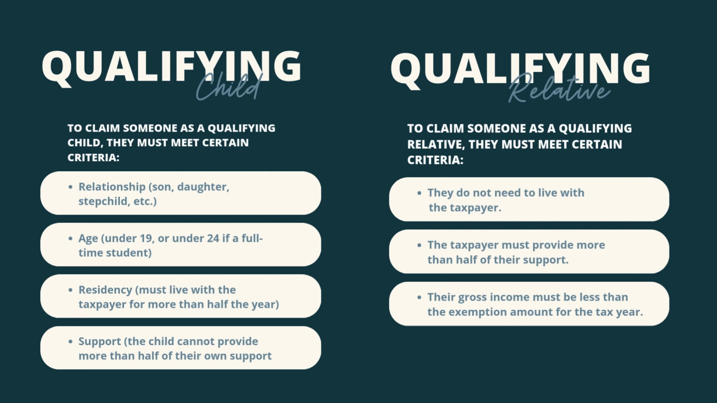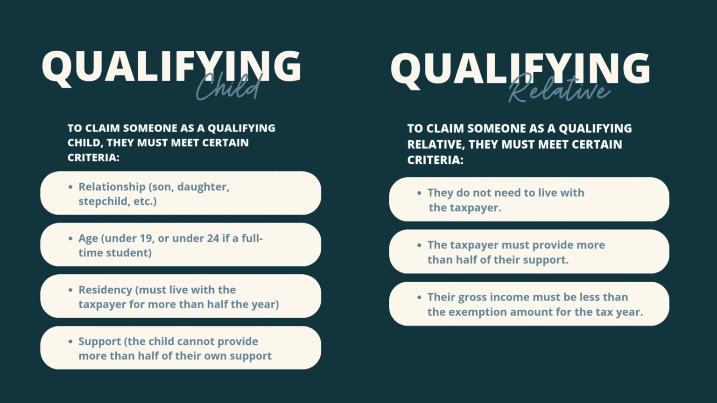Now, there are two types of dependents. We have qualifying child and qualifying relative. A qualifying child needs to meet four specific tests: age, residency, relationship, and support. For example, a child usually needs to be under 19 or under 24 if they're a full time student and must live with the client for more than half of the year.